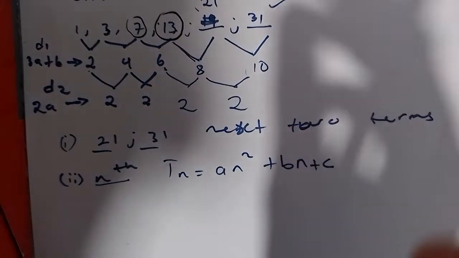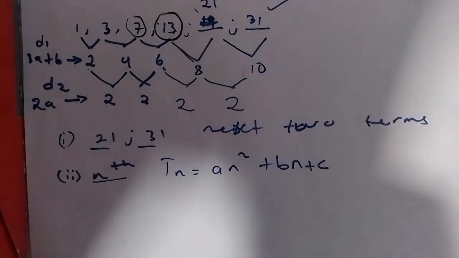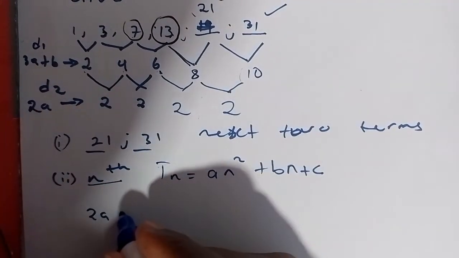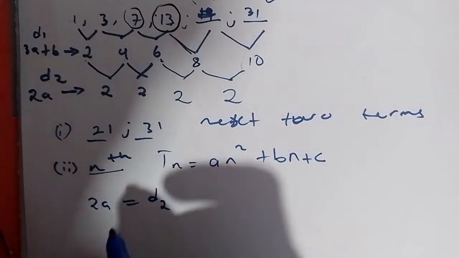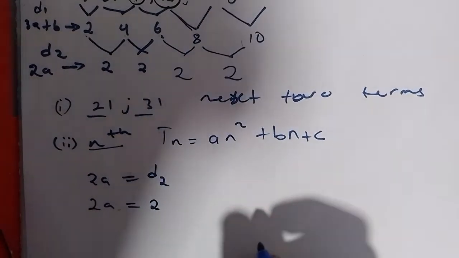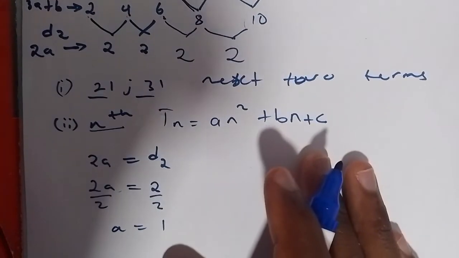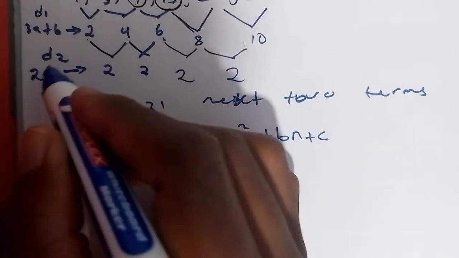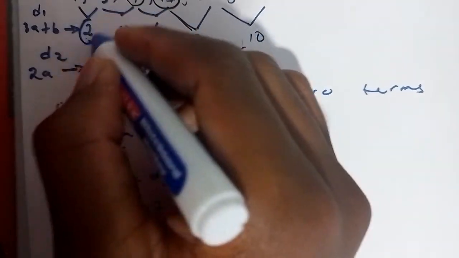When they say determine the nth term, how am I going to determine it? Remember those things that we were talking about: 2a is equal to d2, right? What is my d2? 2a is equal to 2. Divide by 2, a is equal to 1. Always when you use this formula that says 2a is equal to d2, 3a plus b is equal to, take these ones, take this, and take this.